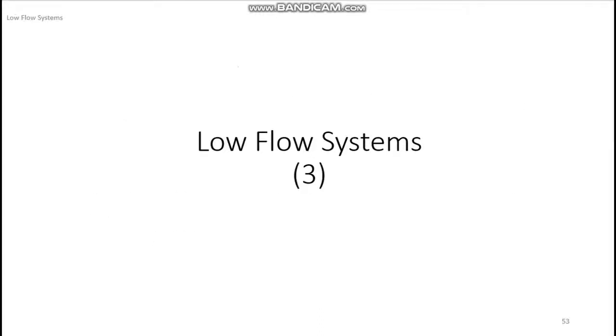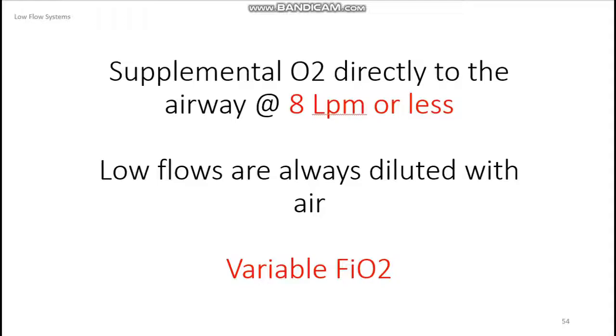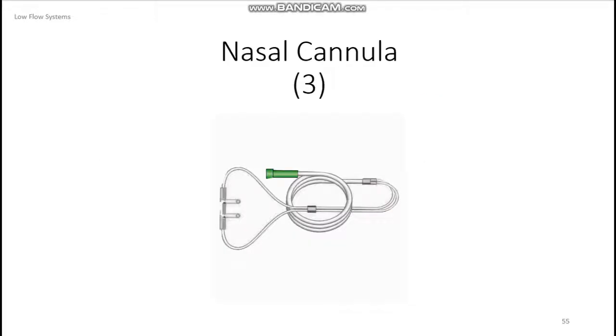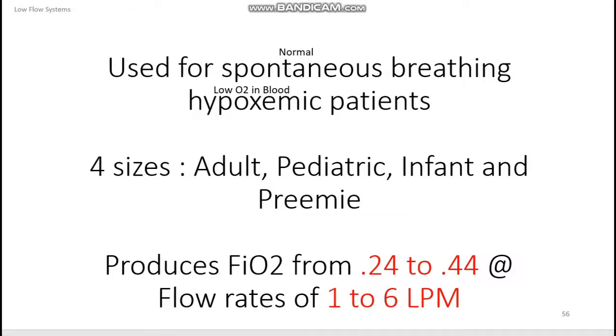Low-flow systems. Supplemental oxygen is given directly to the airway at 8 lpm or less. Low flows are always diluted with air. They all have a variable fractional inspiration of oxygen. Nasal cannula. Used for spontaneous breathing hypoxemic patients. 4 sizes they come in are adult, pediatric, infant, and preemie. It produces fractional inspiration of oxygen from 0.24 to 0.44 FiO2 at flow rates of 1 to 6 lpm.